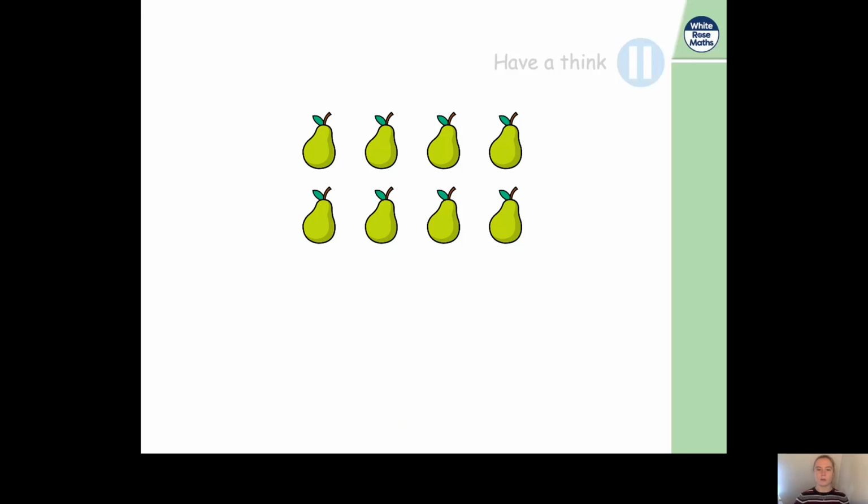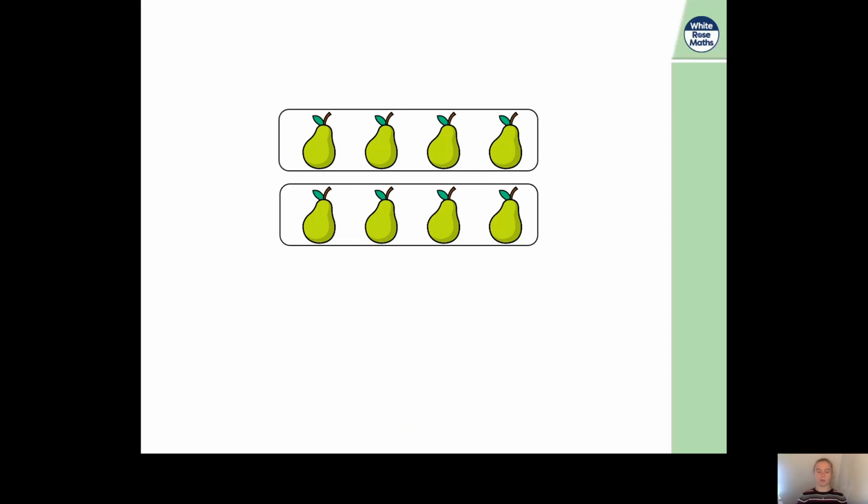So there are 2 rows. Okay, there are 2 rows of pairs, and there are 4 pairs in each row. So we have got 2 groups or 2 rows of 4. So we are going to have to add 4 twice. 4 plus 4 equals 8. And then because there are 2 rows and there are 4 pairs in each row, it will be 2 multiplied by 4 equals 8.